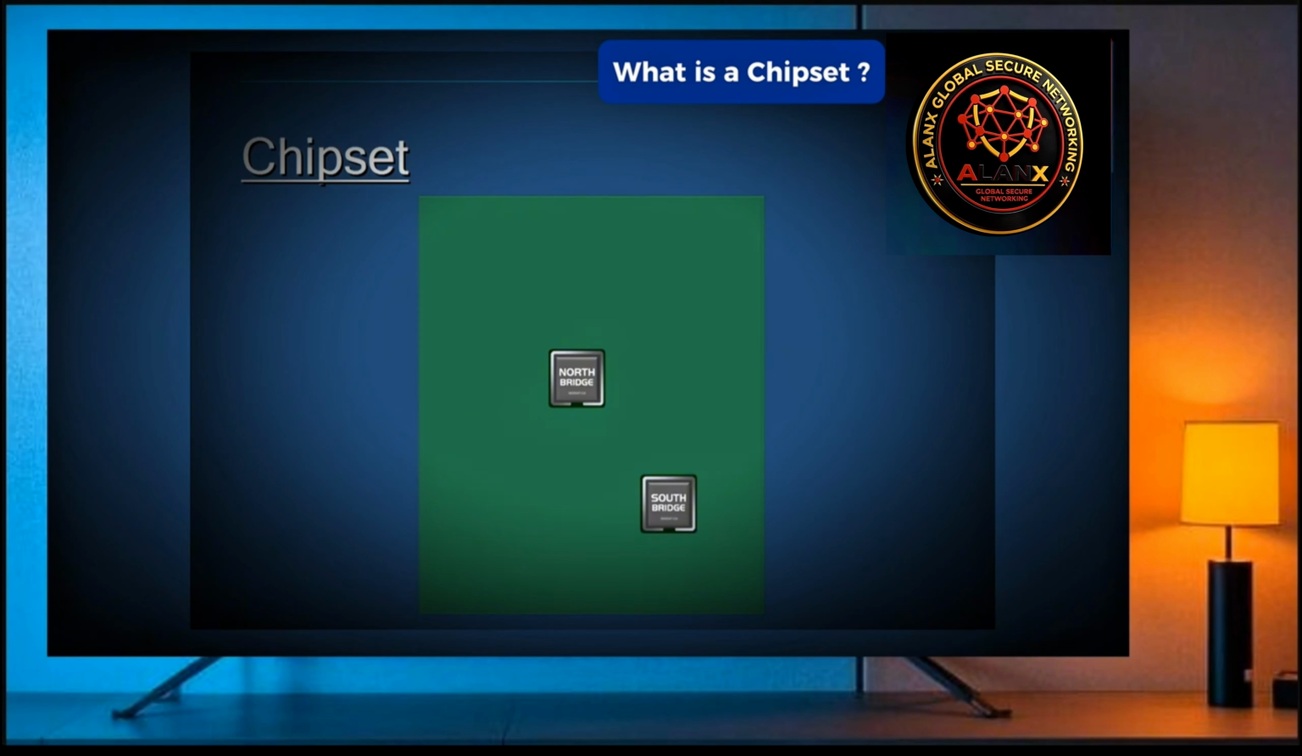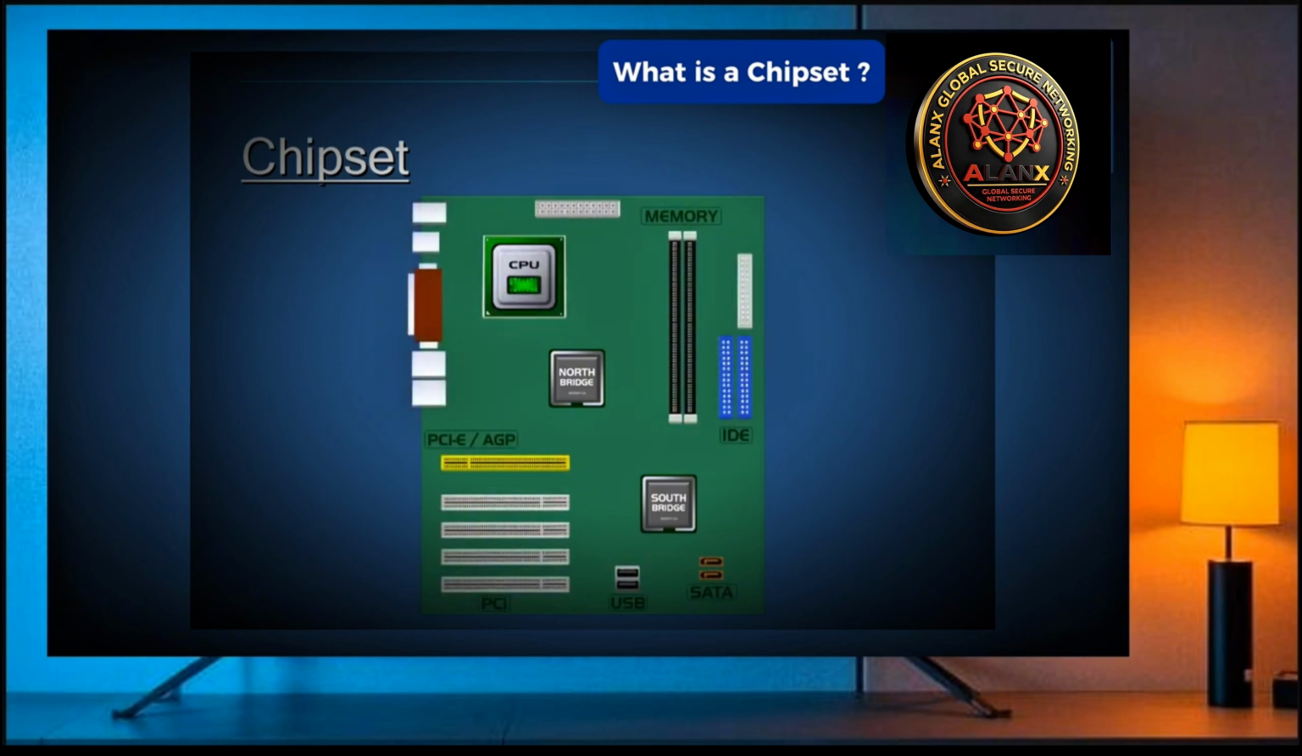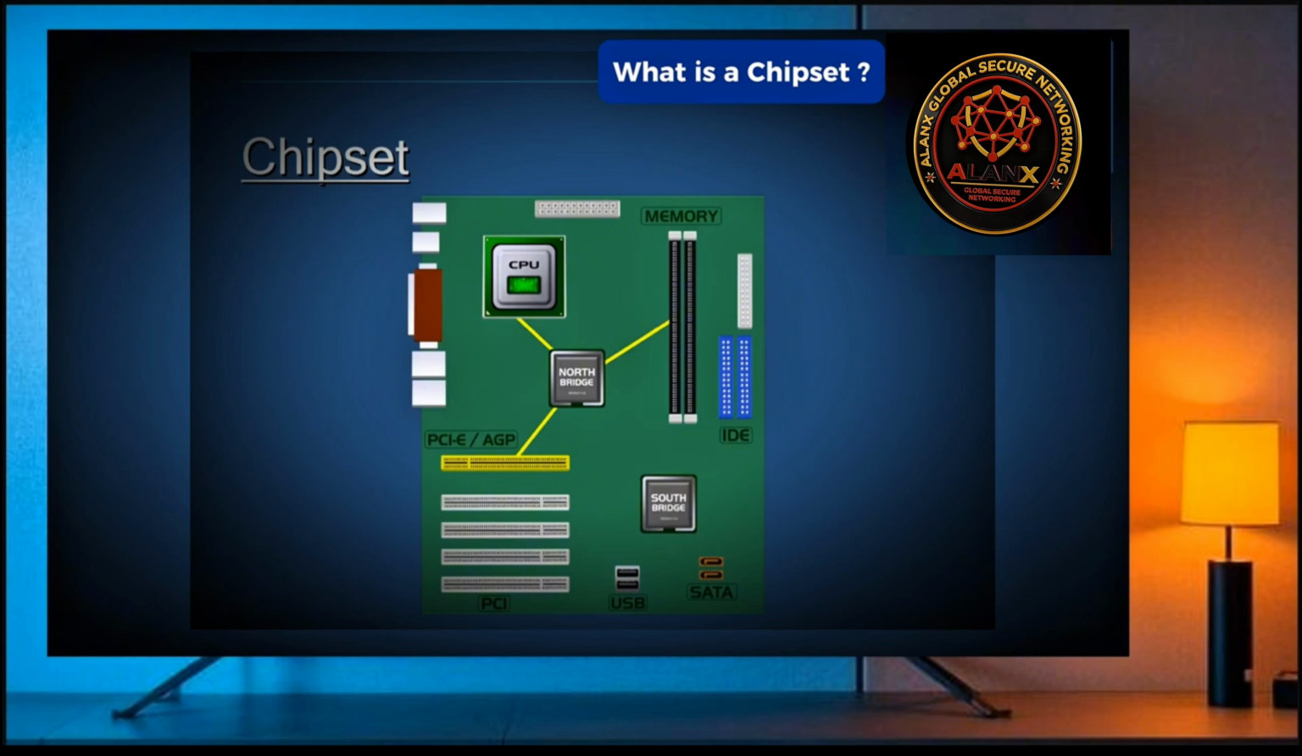The Northbridge is located in the upper or northern part of the motherboard, providing you're looking at the motherboard in the upright position. It's located near the CPU and is directly connected to the CPU. It's also directly connected to the memory and the AGP and PCI Express slots. So in order for the CPU to communicate with the memory and the AGP or PCI Express bus, it has to go through the Northbridge first. So the Northbridge acts like a communication middleman between the CPU, AGP or PCI Express, and memory.